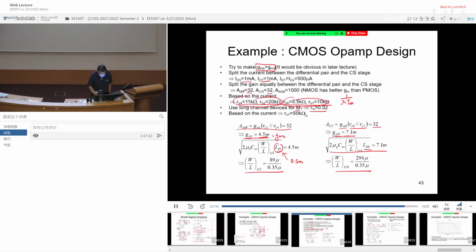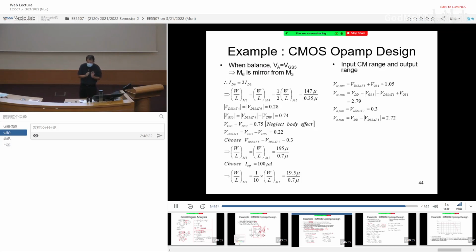So if you find that GM6 is not much bigger than GM1, one way you can do is redistribute the current. For example, making the first stage 0.5 milli, and then the other one having 1.5 milli. That will make GM6 even larger because GM6 will have larger ID, and then GM1 will have smaller ID. Of course, your gain probably cannot be equal, so you probably want to allocate more gain for the second stage, less gain for the first stage, accordingly.